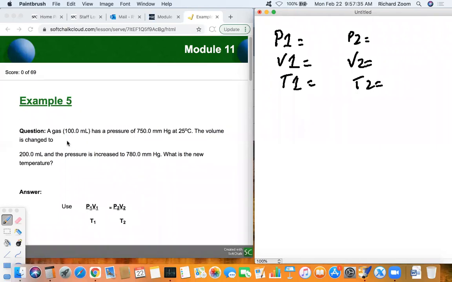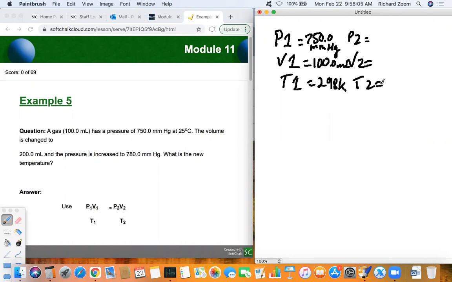And in this one, we've got a gas of 100.0 mL, which has a pressure of 750.0 millimeters of mercury at 25 degrees Celsius. So all of those things are related. So I'm going to make them pressure 1, volume 1, and temperature 1, which I'm just going to convert straight into Kelvin, 298 K.